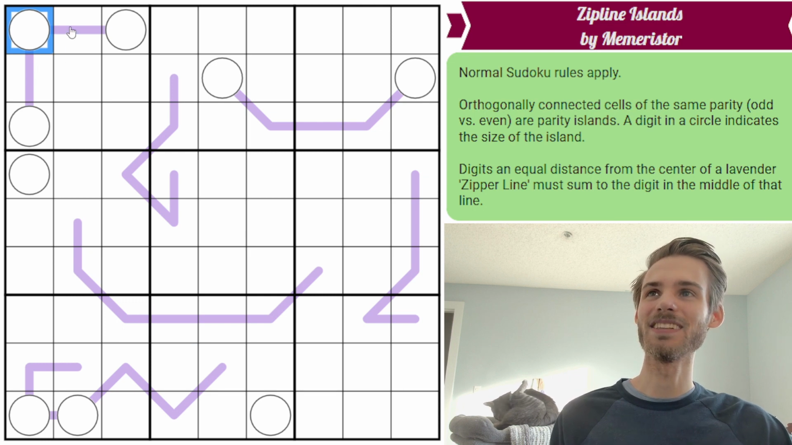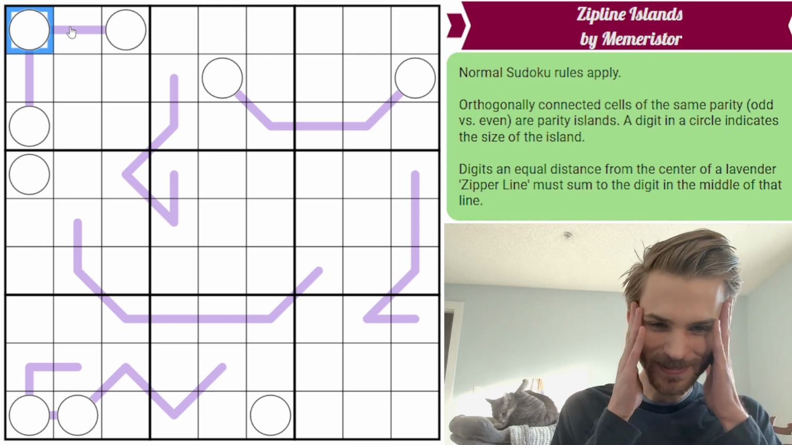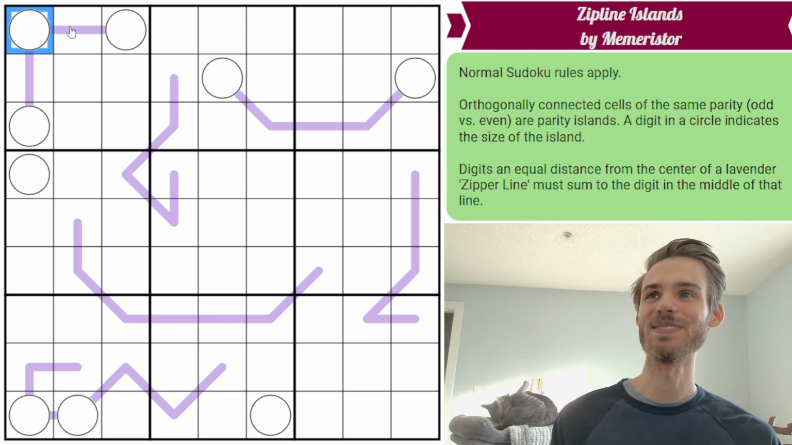That's such a good deduction. Ah, feel stupid now. Okay.